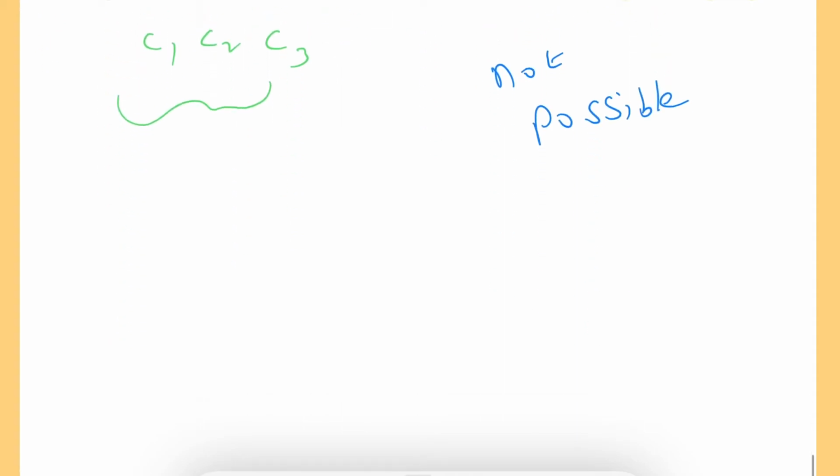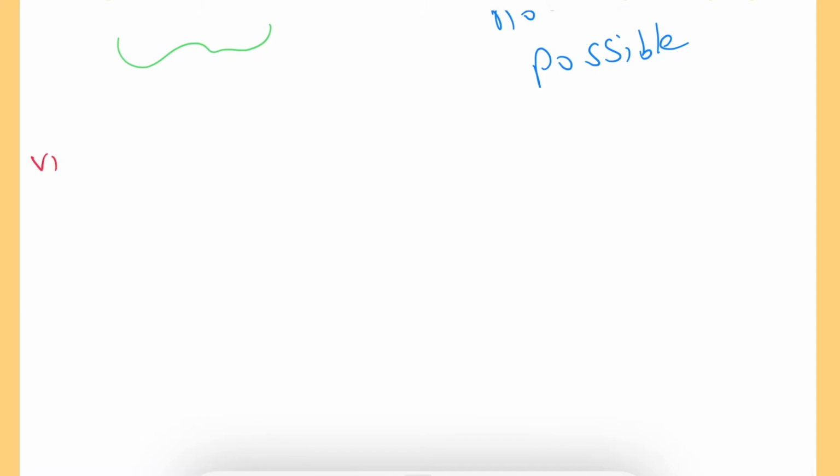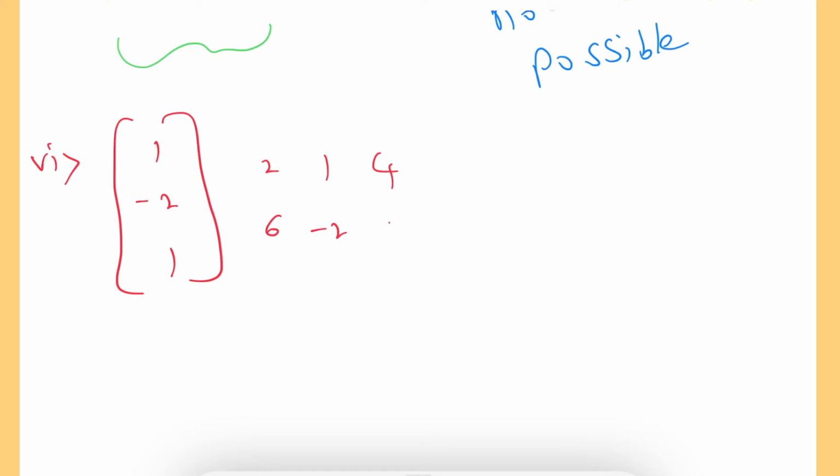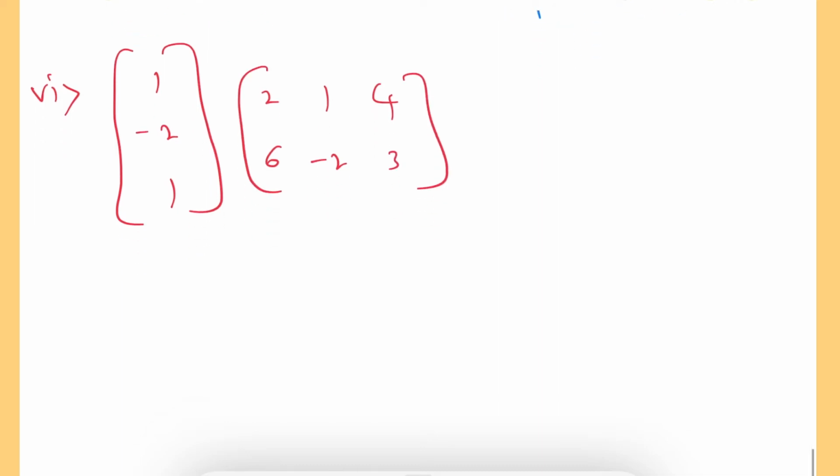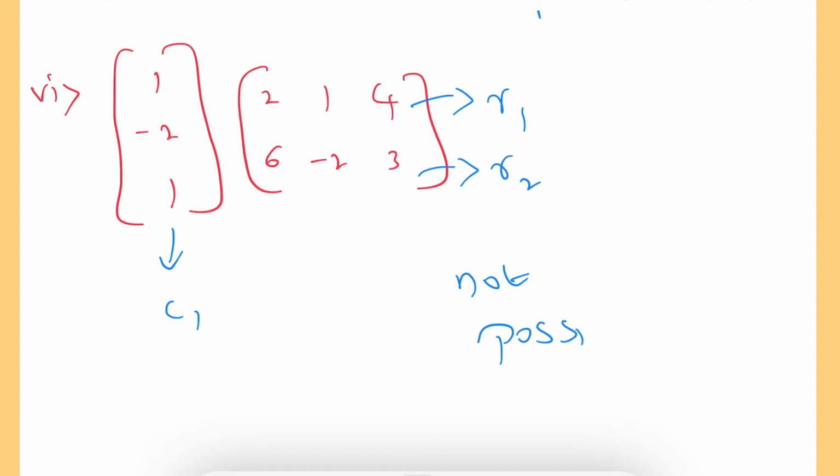Next, let's move to the sixth question. 1 minus 2 1, a column matrix, into 2 1 4 6 minus 2 3. Now if we observe the number of rows and columns, here only one column is there, whereas in the second matrix 2 rows are there. The number of columns does not match the number of rows. So in this case also, multiplication of the given two matrices is not possible.